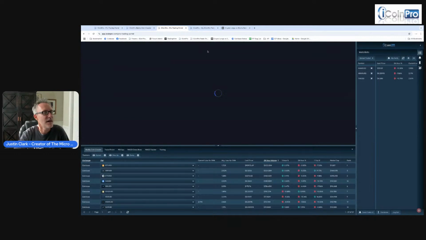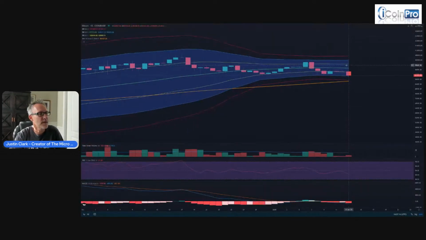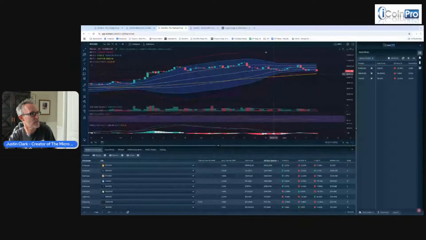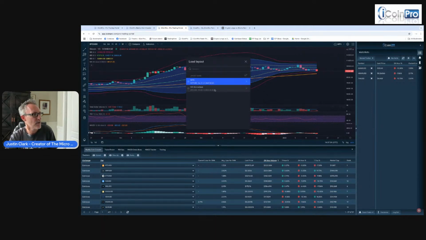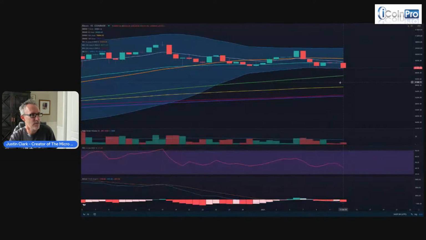All right, now we are going to look at this chart setup, and I'm going to quickly go through how this works for new people. If you have the iCoinPro trading portal, which is the software we're looking at, you can go over here, click on MA Momentum, and then you can bring this chart up.